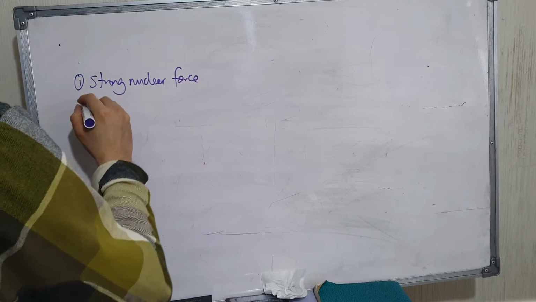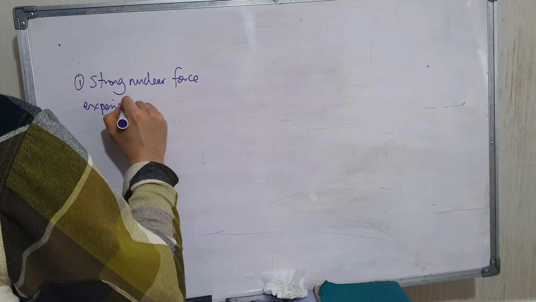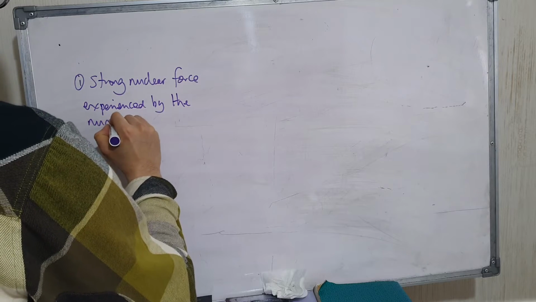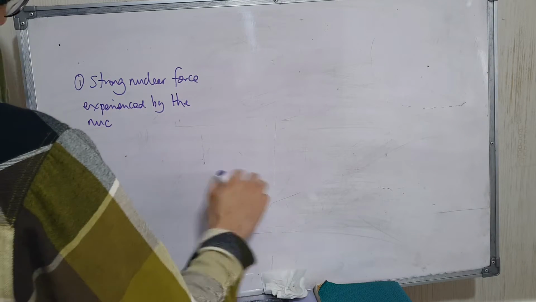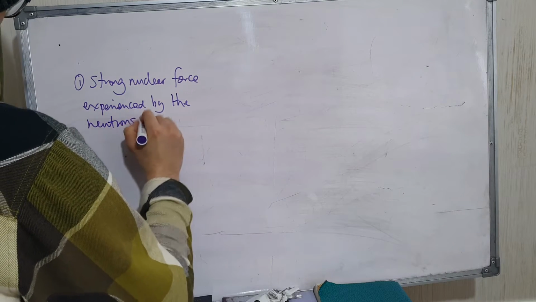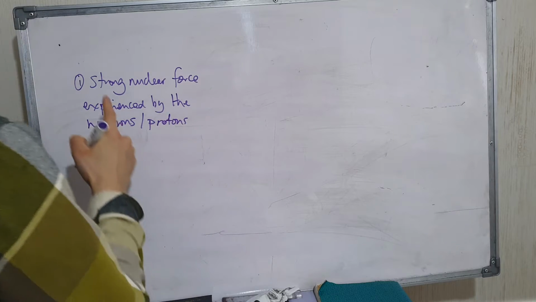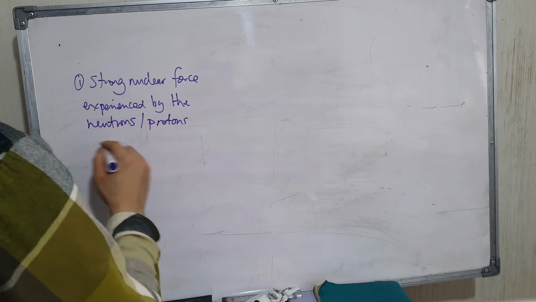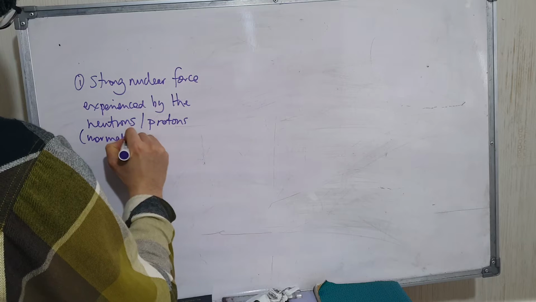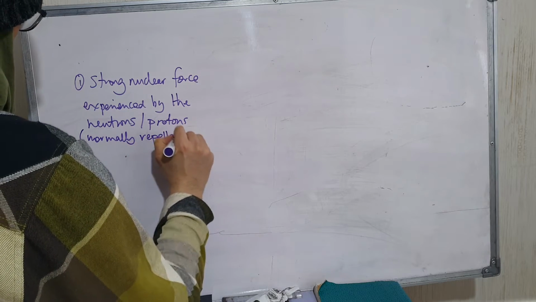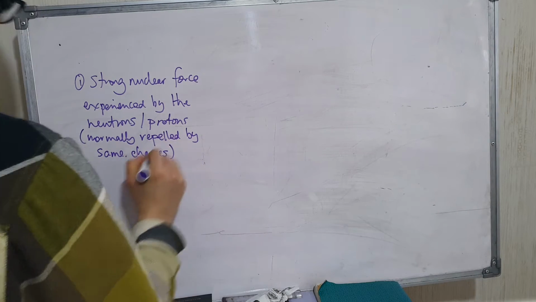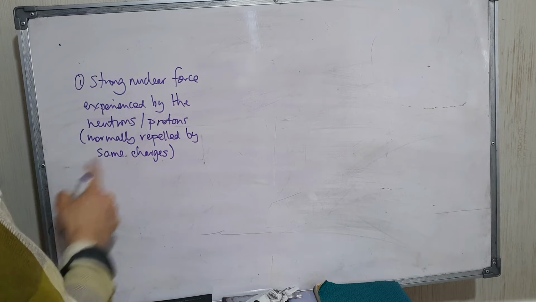To describe this, we can say it is experienced by the neutrons and protons. The strong nuclear force is experienced by the neutrons and protons because it's normally repelled by same charges. So it's a strong nuclear force. It is experienced by neutrons and protons.